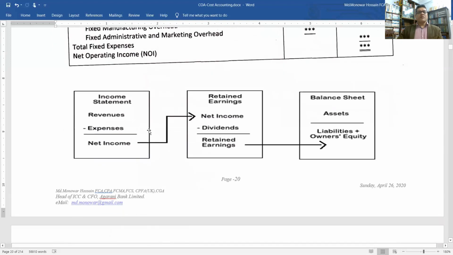So here's the flow of the income statement: revenue minus expense gives net income or loss, and the retained earnings are added with the net income and dividends are subtracted. If paid, then the retained earnings balance goes to the balance sheet. So we know asset equals liability plus owner's equity.